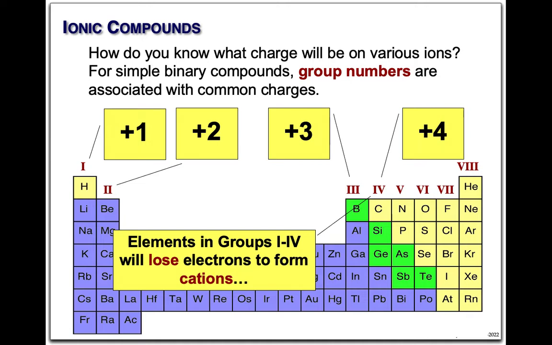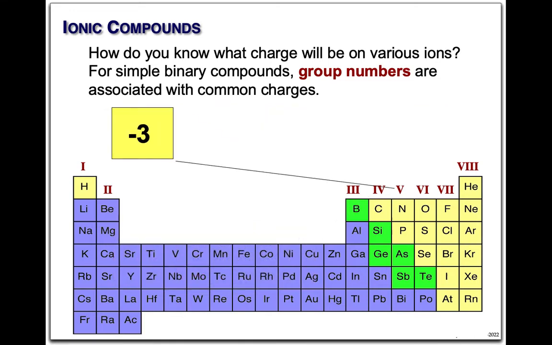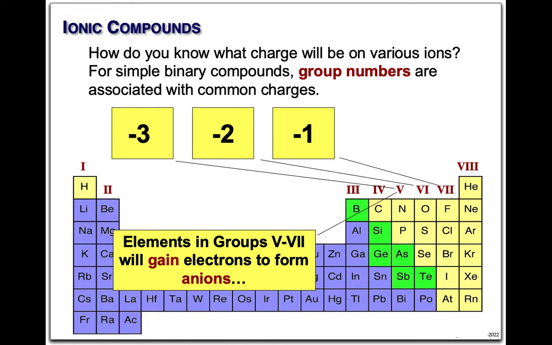Once we get to group 5, it becomes energetically more favorable for the atom to accept electrons. So something in group 5 will accept 3 electrons to give it noble gas, and it will become a -3, a -2, and a -1. So group 4 is where we change. These are all cations, and these are anions.